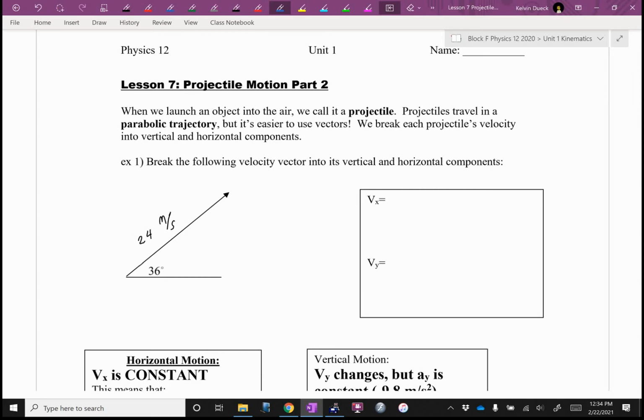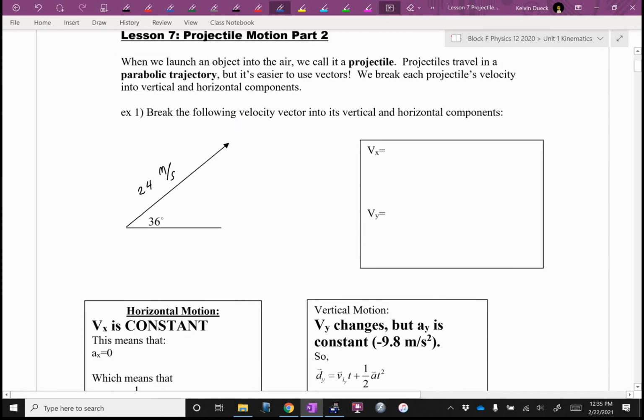By the way, that means another way to find the highest point of a projectile would be to find the vertex. Remember doing that completing the square thing that you learned in math last year? Not a good way to do it. It's much easier to use vectors. We break each projectile's velocity into horizontal and vertical components.